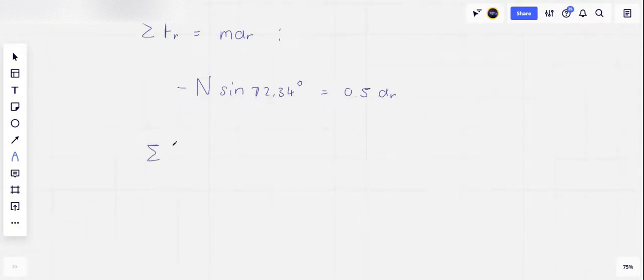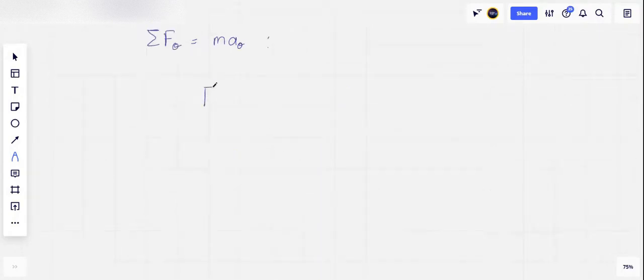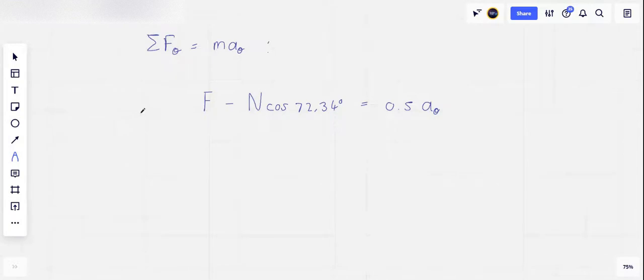Similarly, the sum of all the angular forces, F theta, is equal to m times a theta. And so from here we can see that along the theta axis, this is F minus N times the cosine of 72.34 degrees, and this is equal to 0.5 a theta. So now we use kinematics and the chain rule for the first and second time derivatives of r.